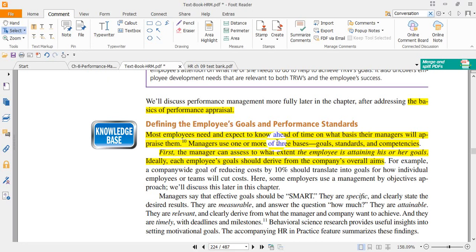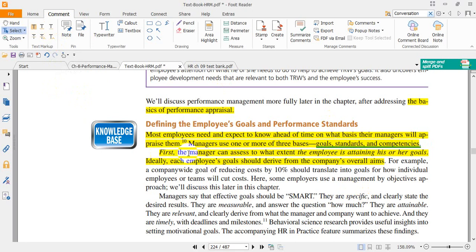Managers use one or more of three bases. These bases are goals, standards, and competencies. These are the three bases that managers can use to appraise the employees.